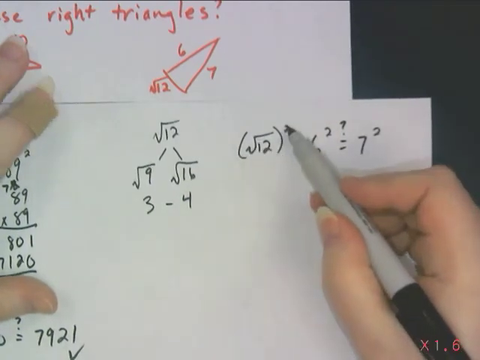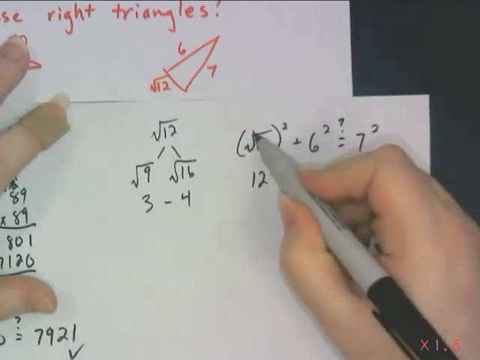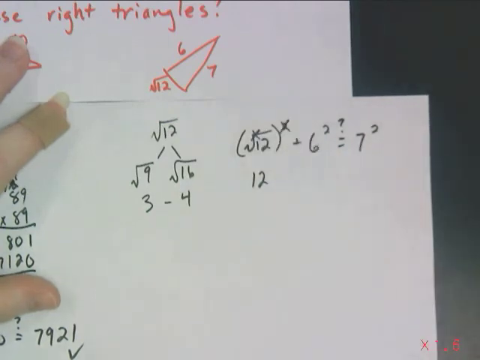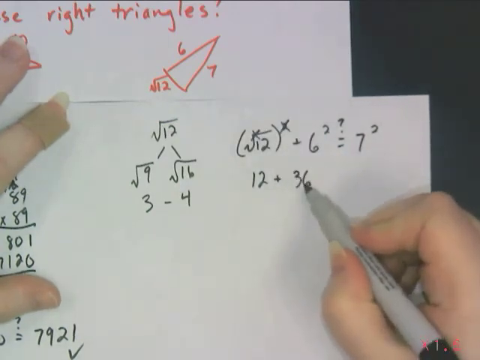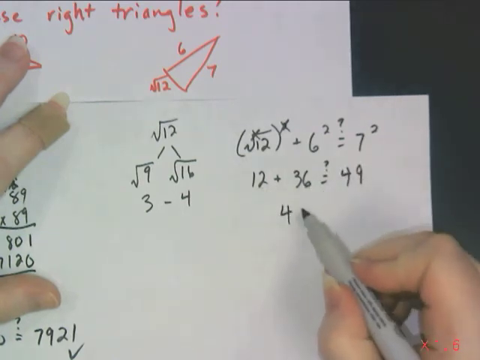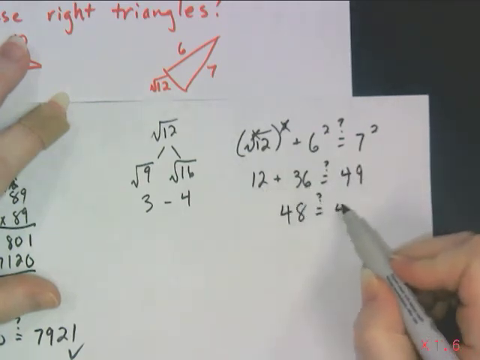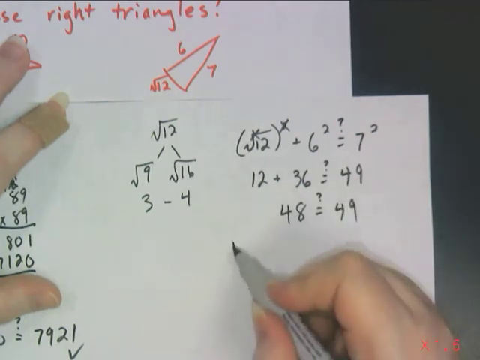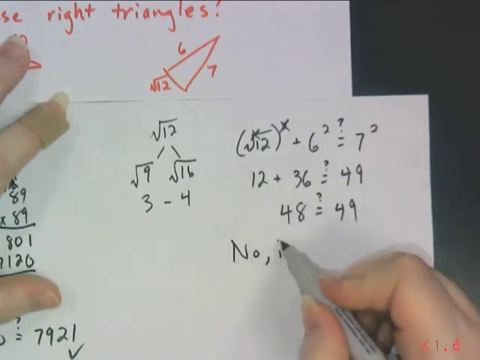The square root of 12 squared, remember, that's super easy because square rooting and squaring cancel each other out. 12 plus 36, oh, that's 48. Oh, we got close, but close does not count. No, it is not a right triangle.